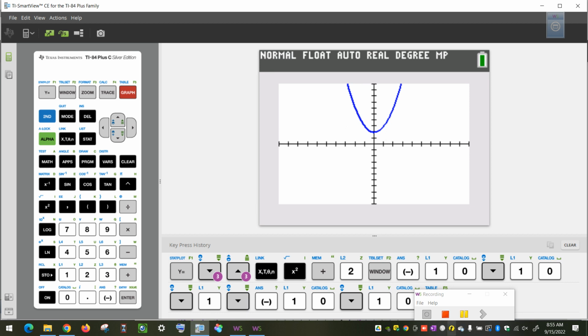So we can see that there definitely was a change that happened from our original parabola shape. Go ahead and copy that change down onto your paper.